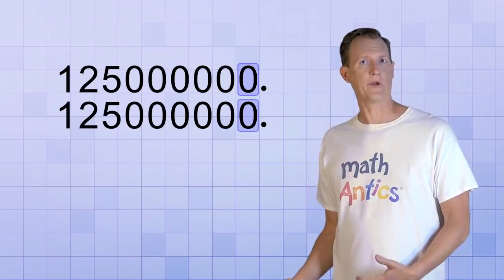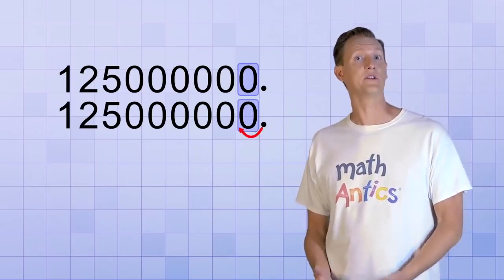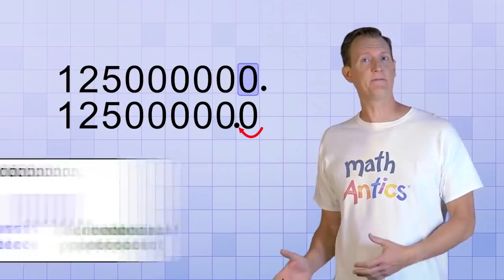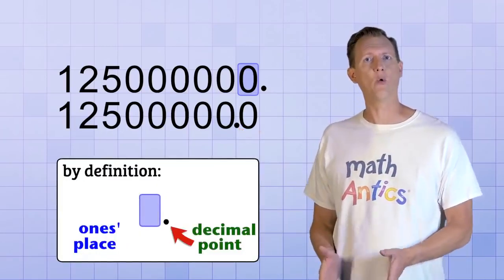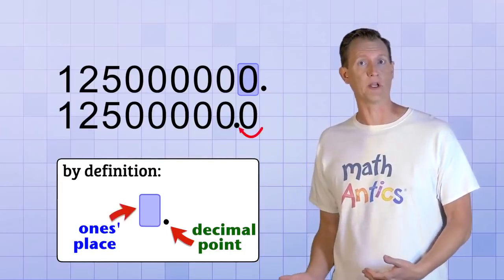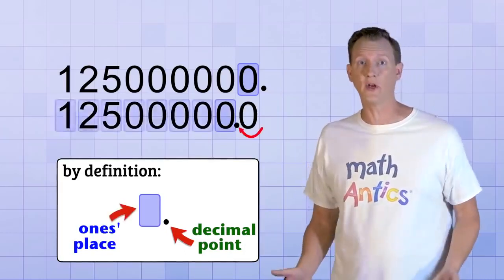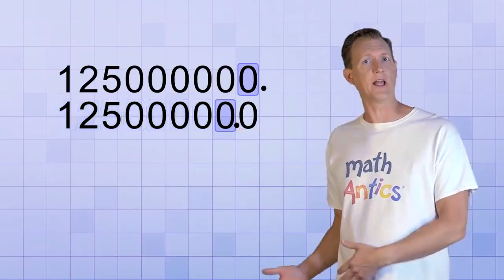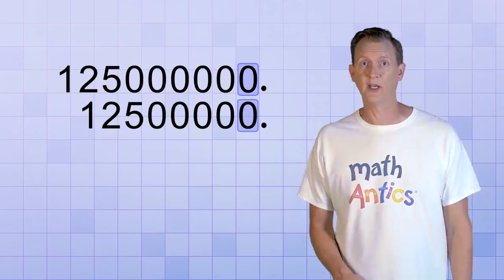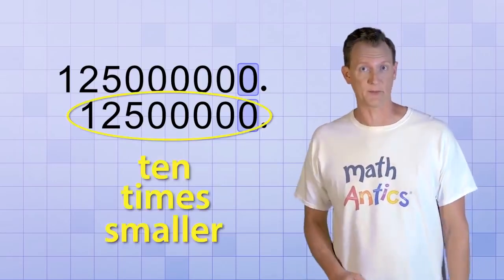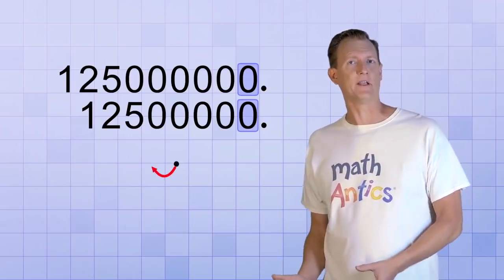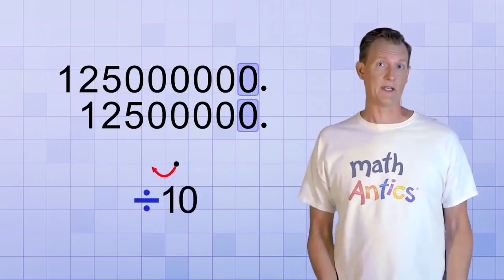Okay, so what would happen if we shift the decimal point one place to the left? Well, doing that would change the number, right? By definition, the decimal point is always immediately to the right of the ones place. So, shifting the decimal point shifts the ones place and all the other number places too. And if we line up the ones place of our new number with the ones place of the original number, you see that the new number is 10 times smaller. That means shifting the decimal point one place to the left is equivalent to dividing a number by 10.